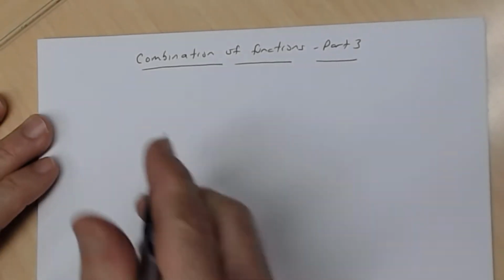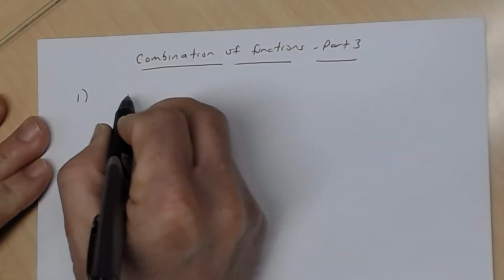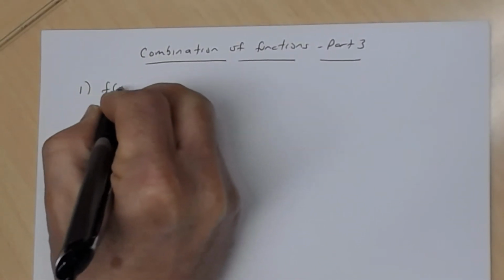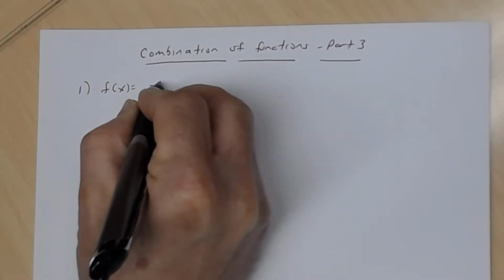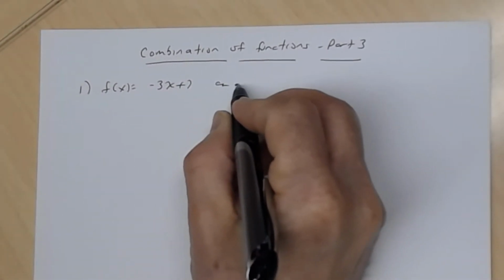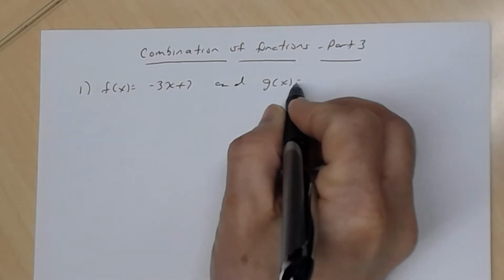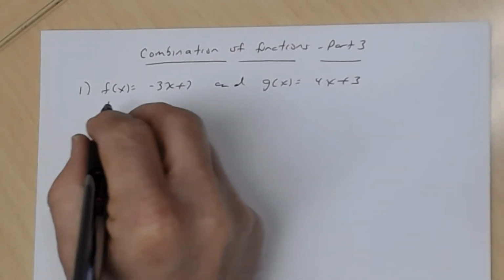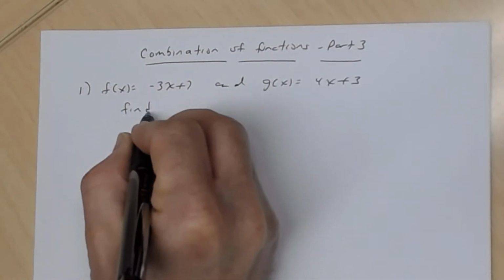Let's look at this example. Number 1. Suppose we had the function f of x equals negative 3x plus 7, and g of x equals 4x plus 3. Let's find each of the following.